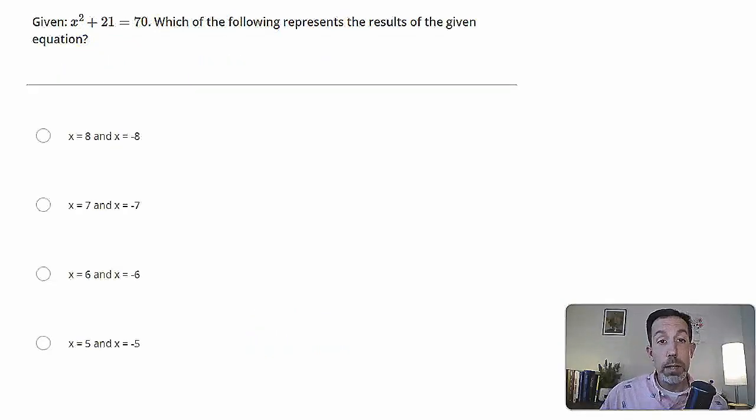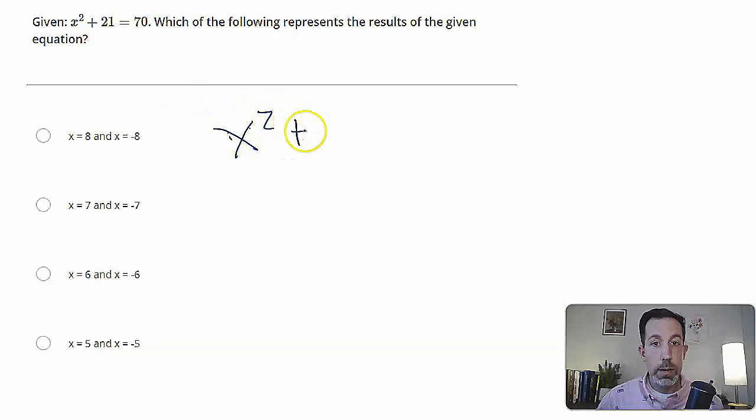Let's look at this one. Given x squared plus 21 equals 70, which of the following represents the results of the given equation? So there's two different ways that I like to solve this problem. I'm going to show you both, and you can pick whichever one works for you. So the first way is basically just to do it algebraically and solve for x. So let's take our pen and write x squared plus 21 equals 70.